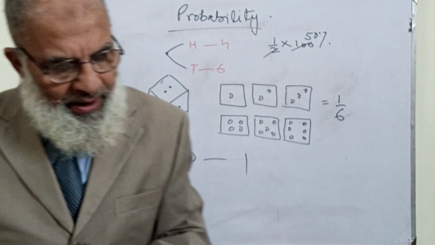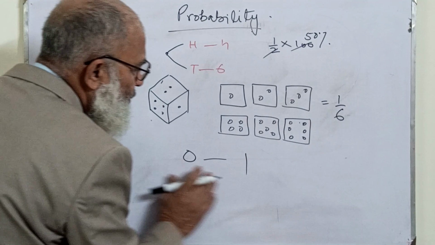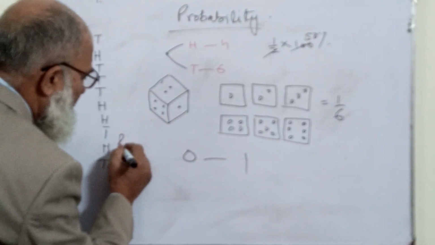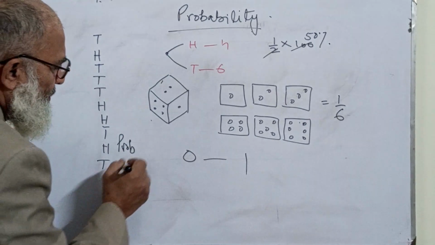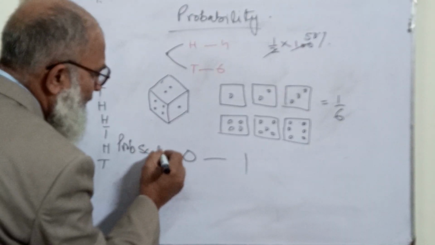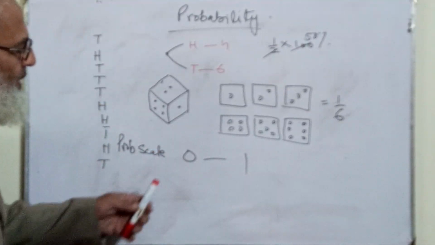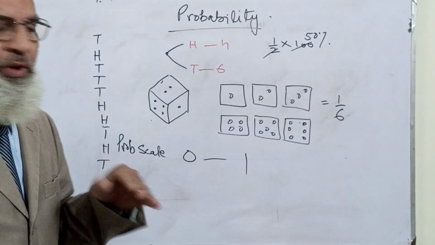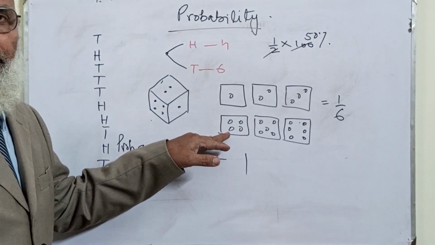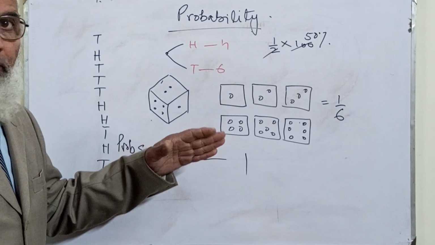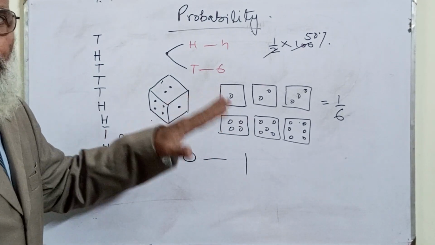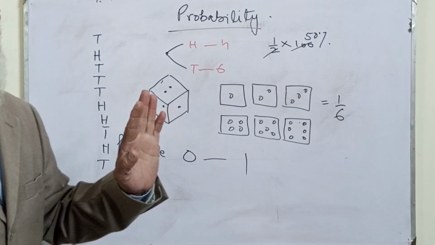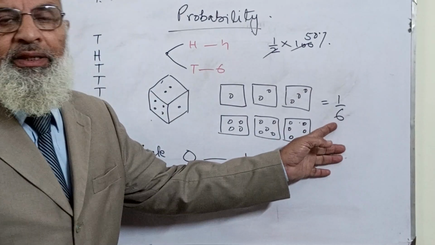Let me give you another example. Now this was the probability scale, from 0 to 1, because there is never a possibility that two faces will come. Now there is a possibility that one face out of 6 faces will come, this is for certain. But which face will come, this is the probability.